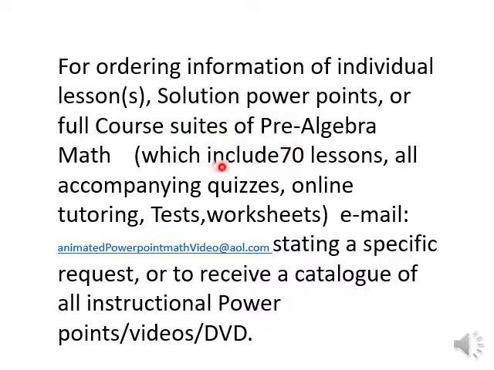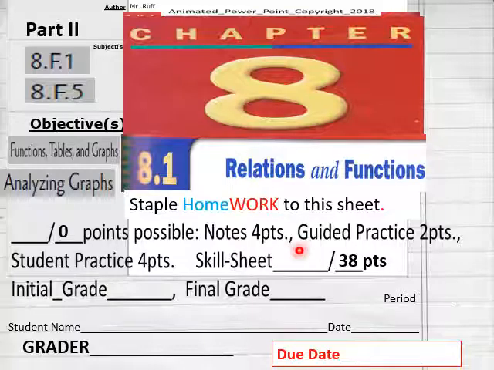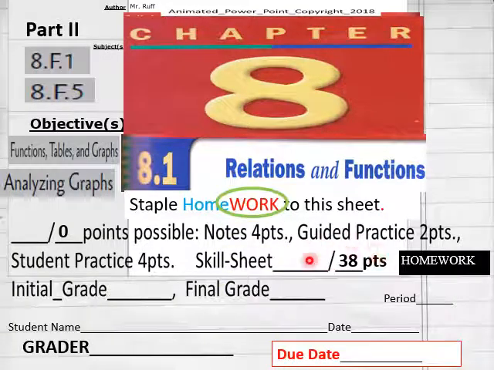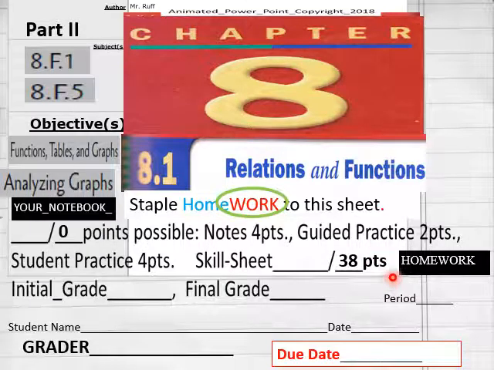Hello everybody, get ready to do 8.1 part 2 homework today for pre-algebra math. Have your homework sheet out in front of you now. 38 points on your homework sheet. 8.1 part 2 homework, 38 points here.